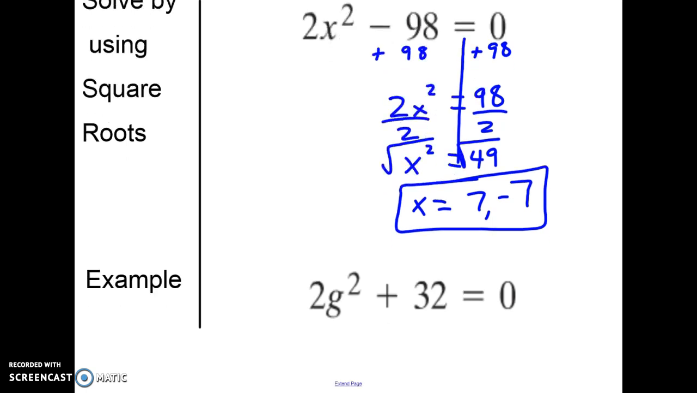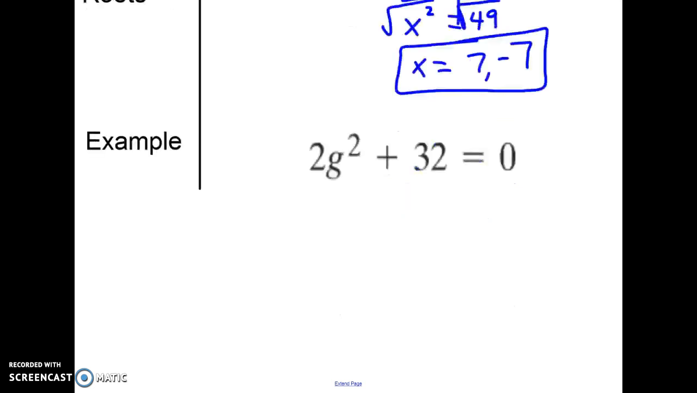Then moving down to this next example here, you can see we have 2g squared plus 32 equals 0. Very, very close to what we had before. We have a g instead of an x, plus instead of a minus. So here, draw our line. We subtract 32 from both sides. We have 2g squared equals negative 32.